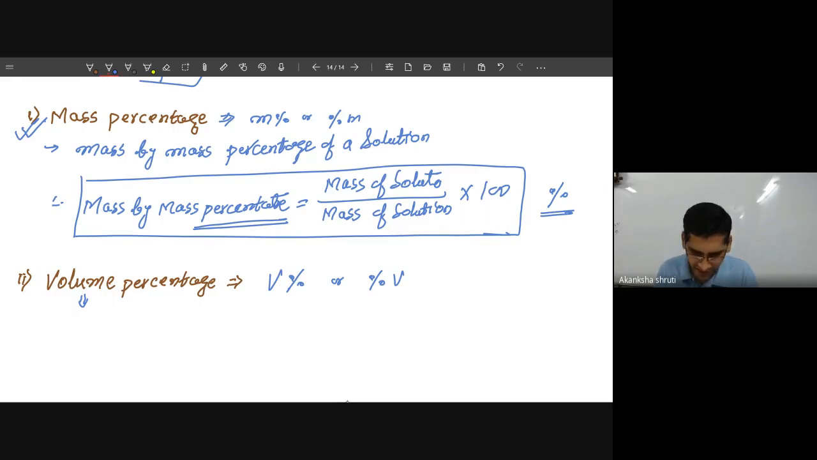So it is your mass by volume percentage.